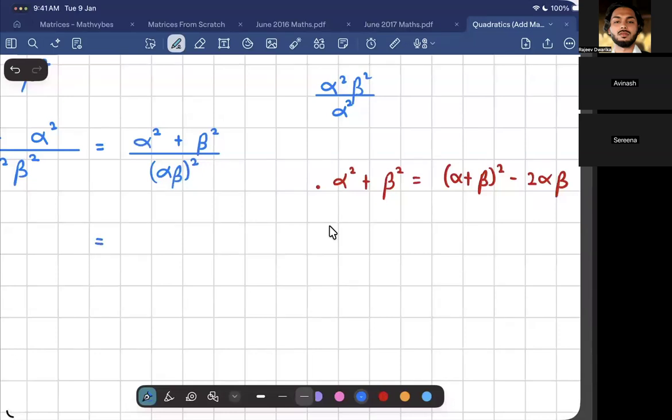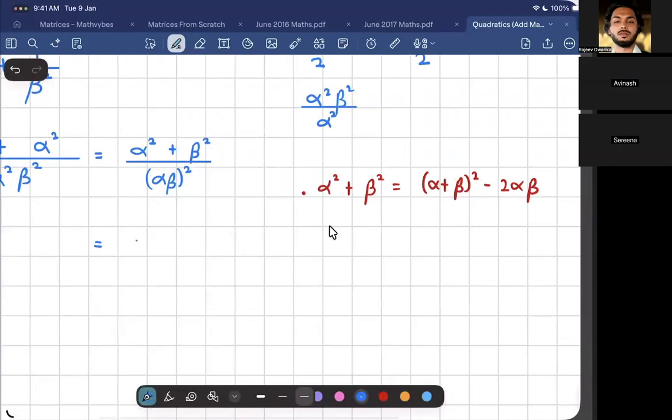So, Avinash, I'm going to replace alpha squared plus beta squared with what? What am I going to replace that with? Bracket alpha plus beta squared minus 2 alpha beta, right?